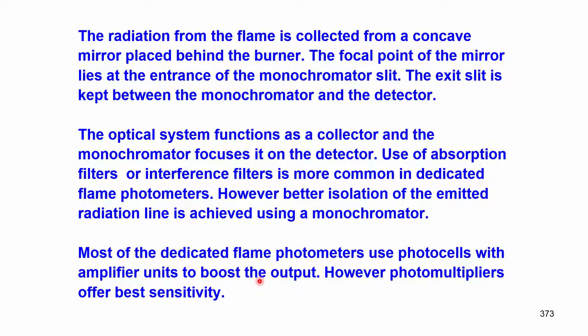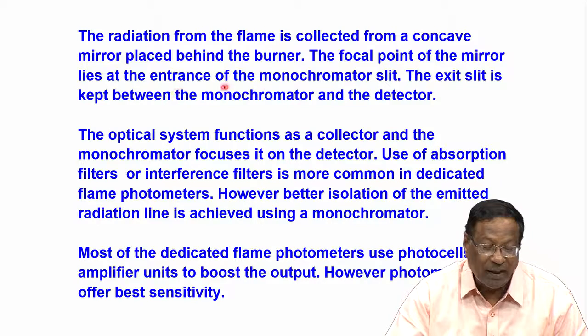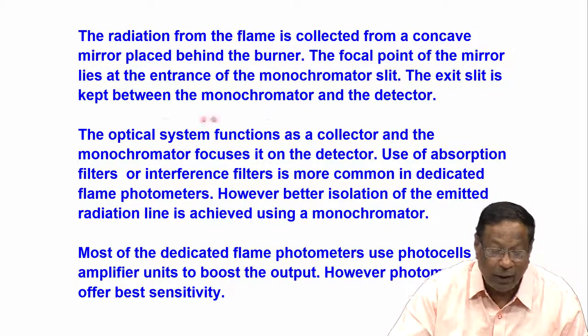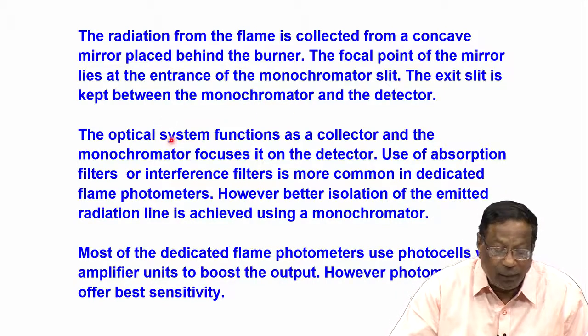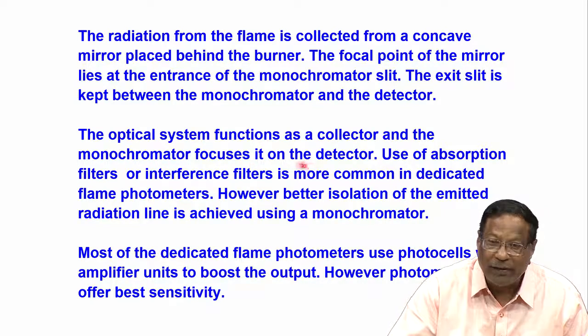So, what we do is we collect the radiation from the flame with a concave mirror placed behind the burner. The focal point is at the entrance slit of the monochromator. The exit slit is kept at the monochromator. You can refer to the figure now. The optical system functions as the collector, and the monochromator focuses it on the detector.